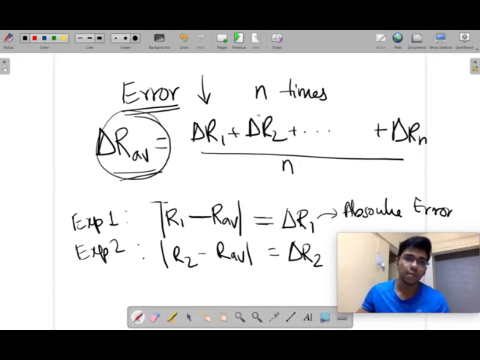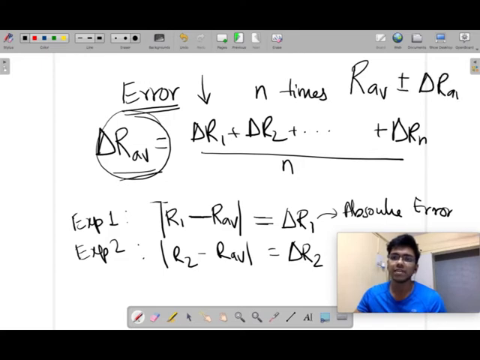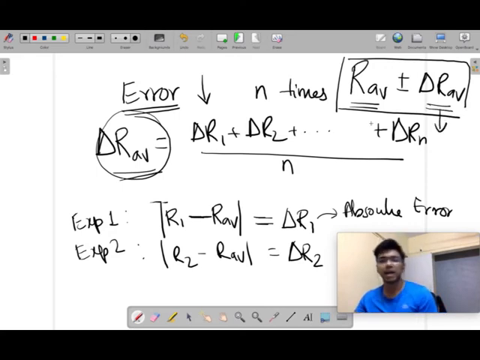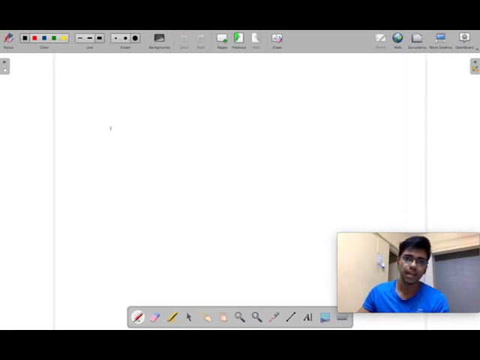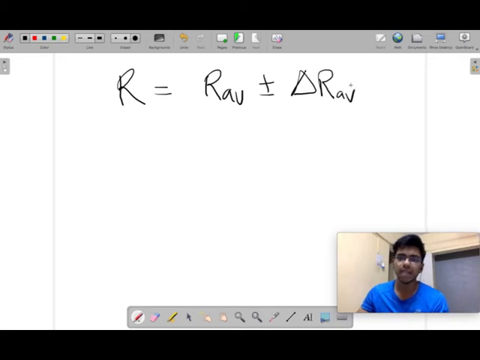Now when I have to report my final reading, I report it as R average plus or minus delta R average, which means R average is the true value which I obtained, and delta R average is the error in my experiment. I don't want to write delta R1, delta R2 here. Delta R average represents the whole; you are taking the average of all the n quantities, so it is a much better way to represent the error, isn't it? So this is how we report an error. You will report your reading R as R average plus or minus delta R average.